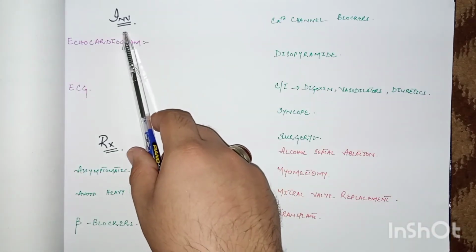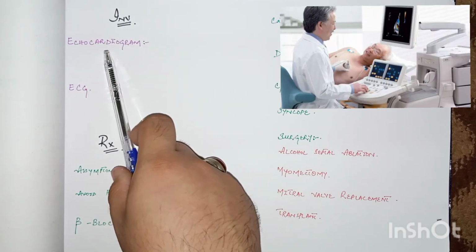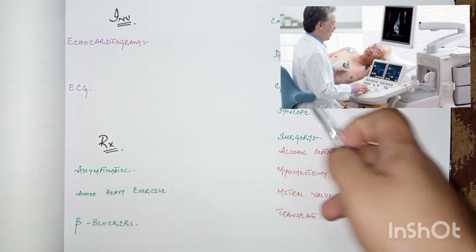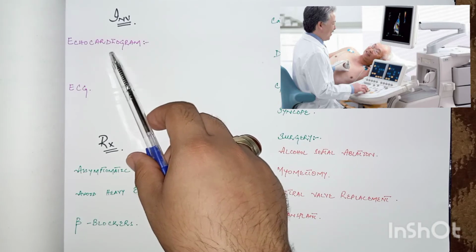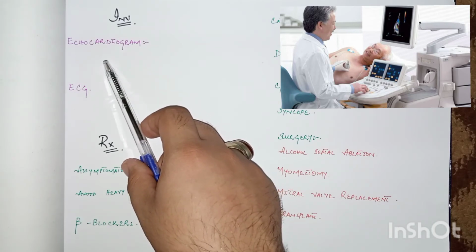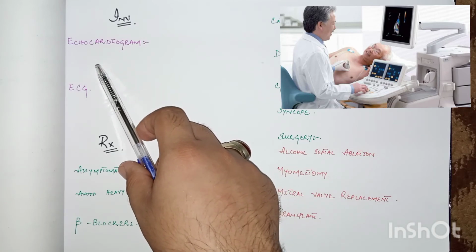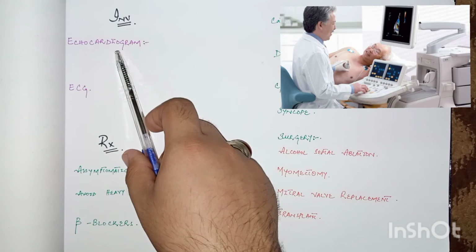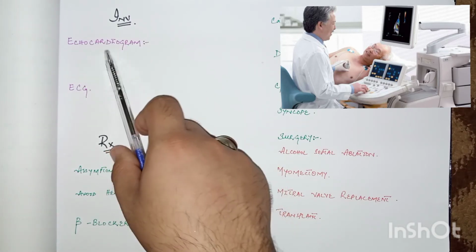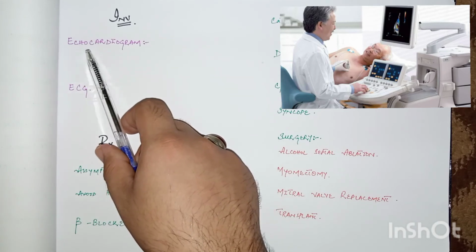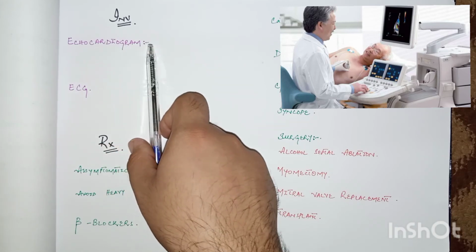Now come to the investigations of hypertrophic obstructive cardiomyopathy. The gold standard investigation is echocardiogram. It is nothing but the ultrasound of the heart, and the findings of the echocardiogram include the hypertrophy of the left ventricle, the dynamic outflow obstruction, and also a dynamic motion of the anterior leaflet of the mitral valve. So these are the findings in the echocardiogram. Remember, the echo is the most important investigation of choice in hypertrophic cardiomyopathy.